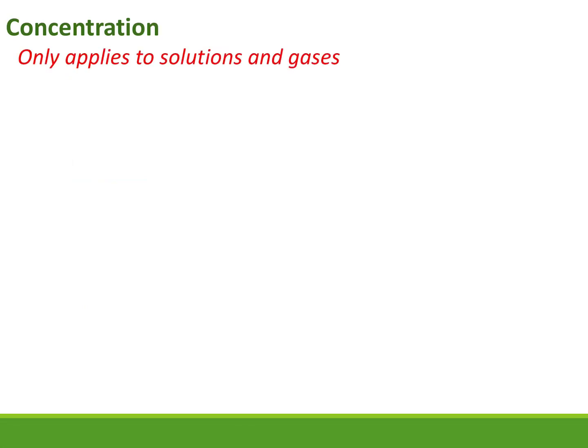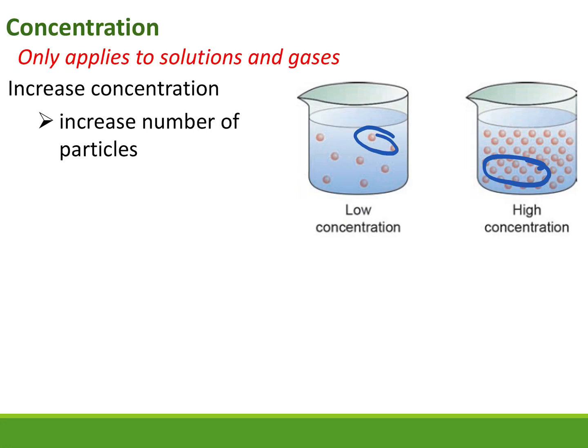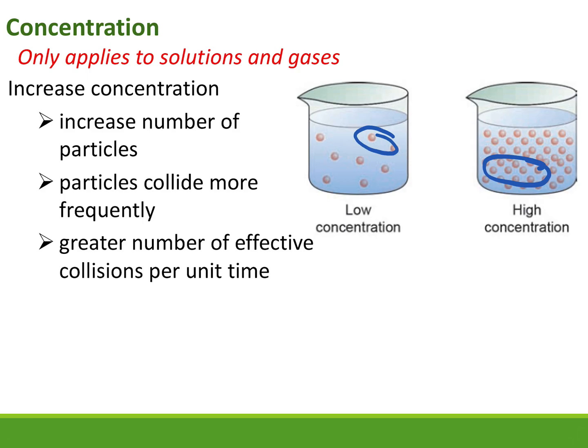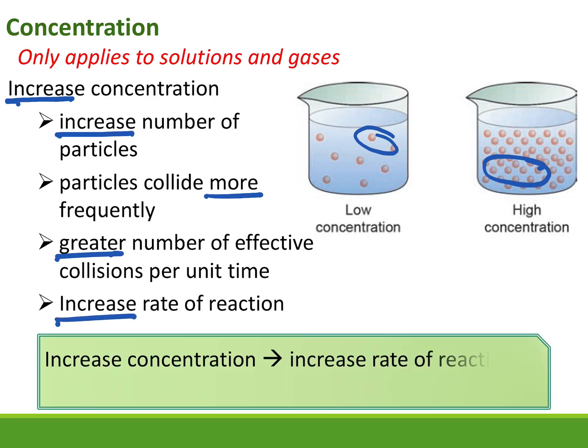Let's talk about concentration. Only applies to solutions and gases. When we have a low concentration, we only have few particles per unit area. When we have a high concentration, we have lots of particles per unit area. The more particles we have, the more collisions we can have. So if we increase the concentration, we increase the number of particles. Particles collide more frequently. Greater number of effective collisions per unit time. We increase the rate. If I decrease the concentration, I decrease the number of particles.